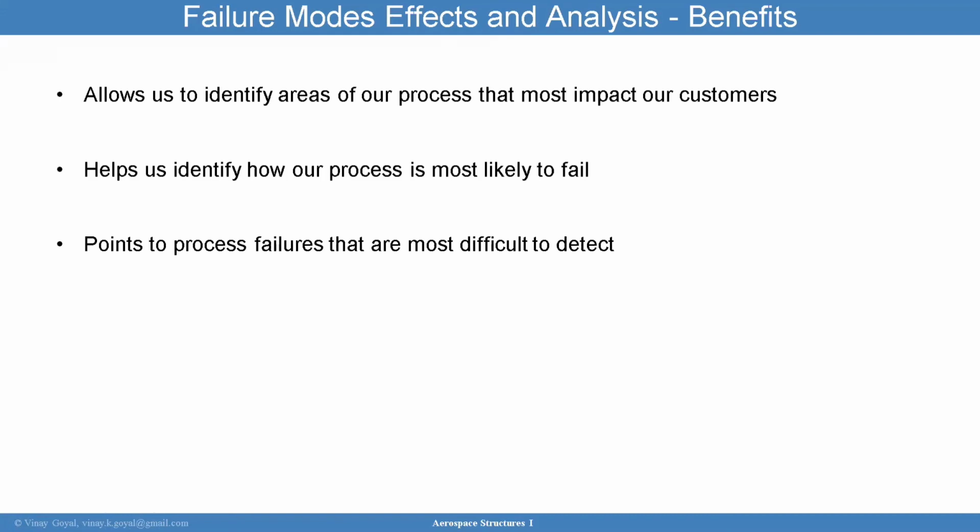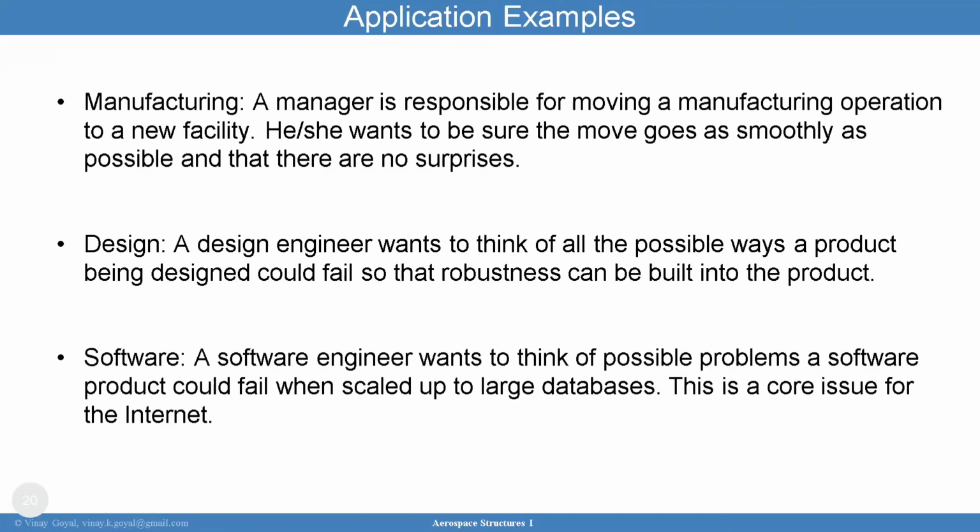What are the benefits? And Ignacio went through a lot of that. It allows us to identify areas of the process that will have the most impact to the customer. It can help us identify how our process is most likely to fail, and it will point to process failures that are most difficult to detect. Application examples include manufacturing, design, and software.